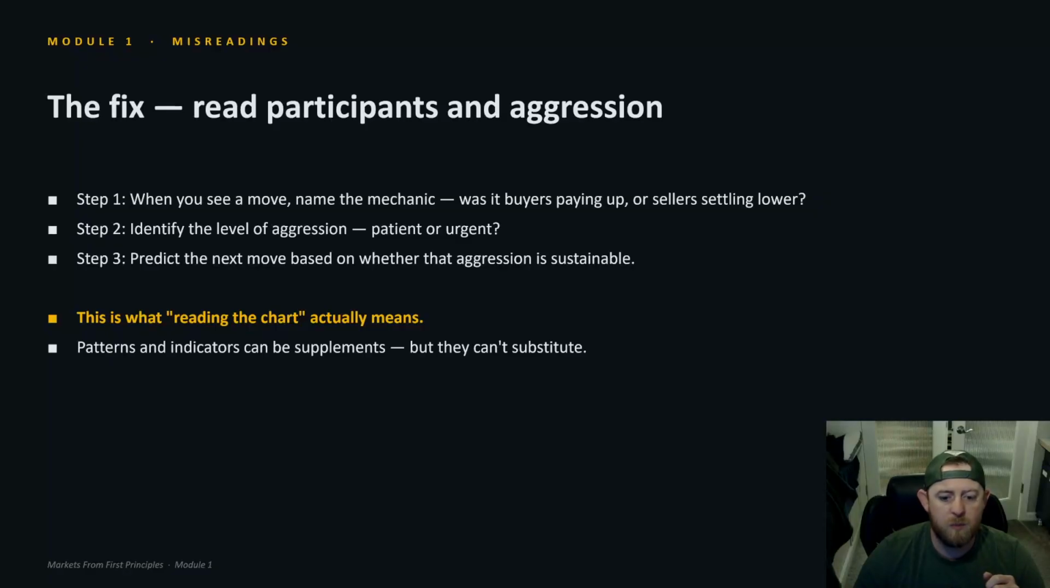How do we fix this? How do we move into explanation instead of description? We have to be able to read the charts. We have to understand that it's entities agreeing on a price and entering and exiting the market, people buying and people selling, people being aggressive and people being patient.